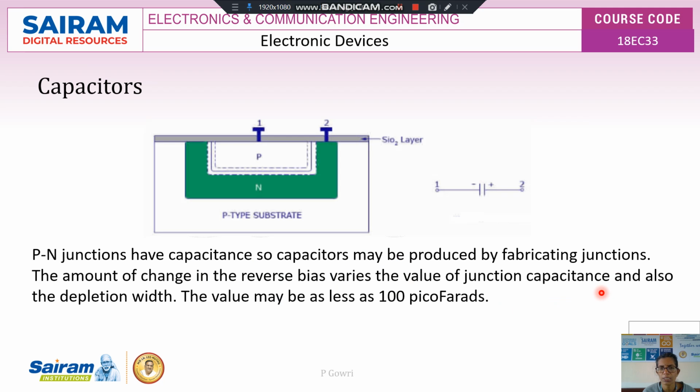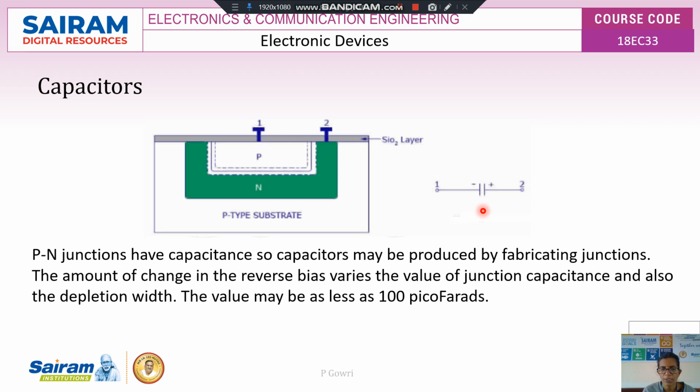The next one is capacitance. We know that capacitance is nothing but two electrodes separated by an insulating layer. In a diode, we have studied that there are two types of capacitance: one is called the junction capacitance and the other is called the dielectric capacitance.